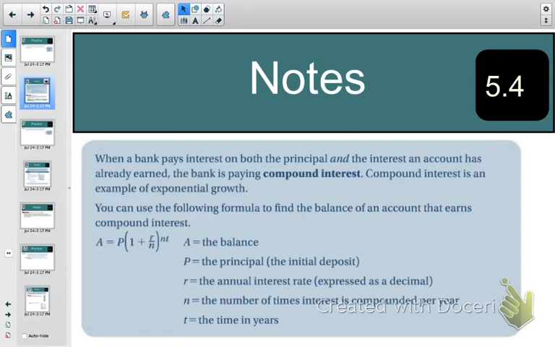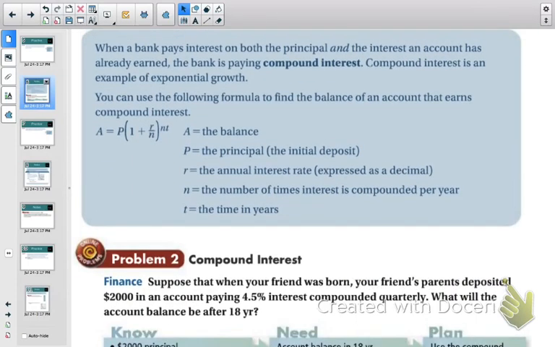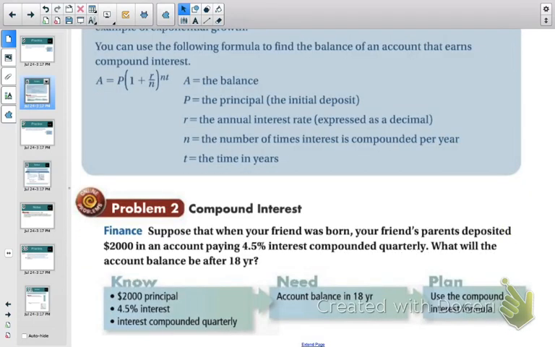Or if you put money into a savings account, they pay you interest. Okay, it's generally a lot less than the interest that you would pay, but it's still compound interest. And compound interest grows exponentially. So that's why it's in this exponential functions unit. So, important formula here is the compound interest formula. It's very similar to the growth rate or the exponential growth formula.